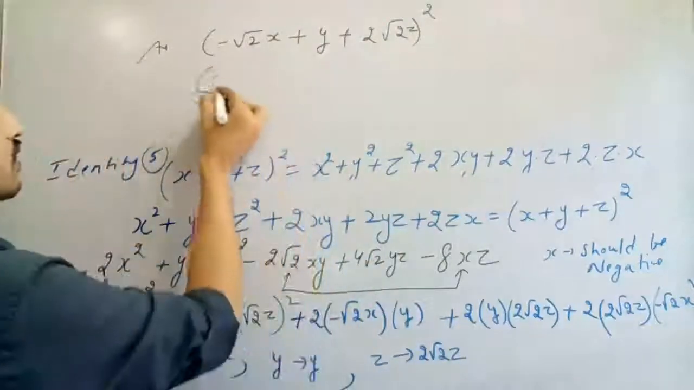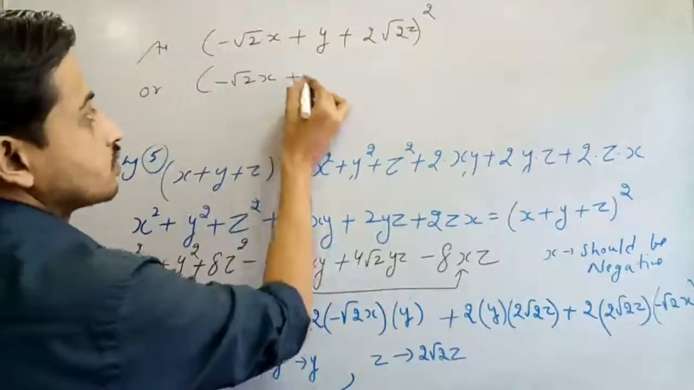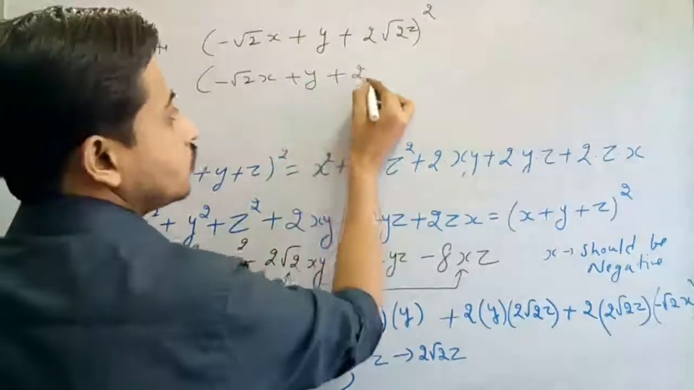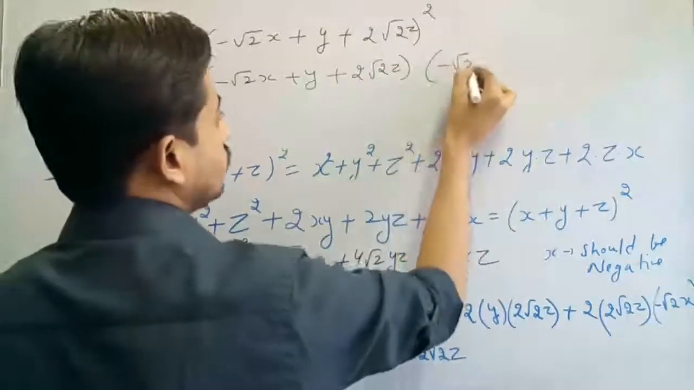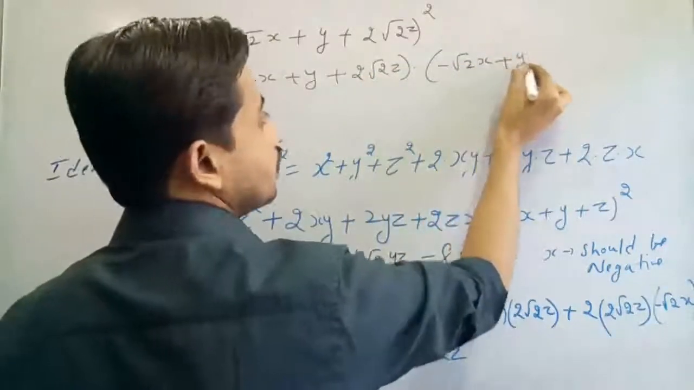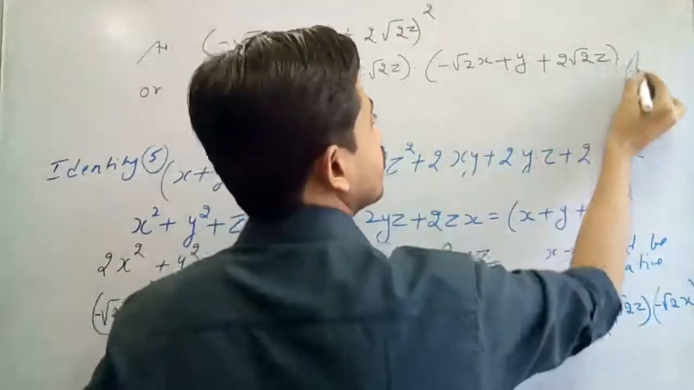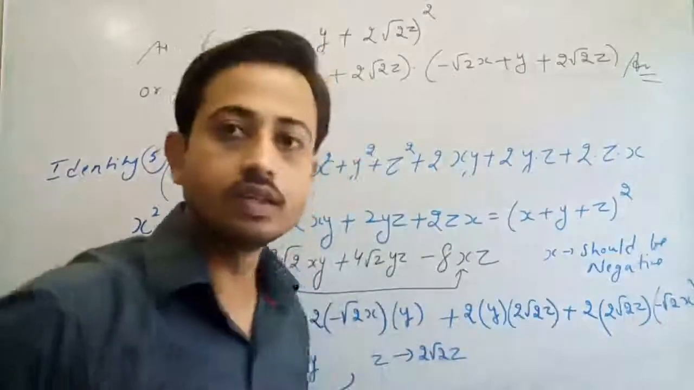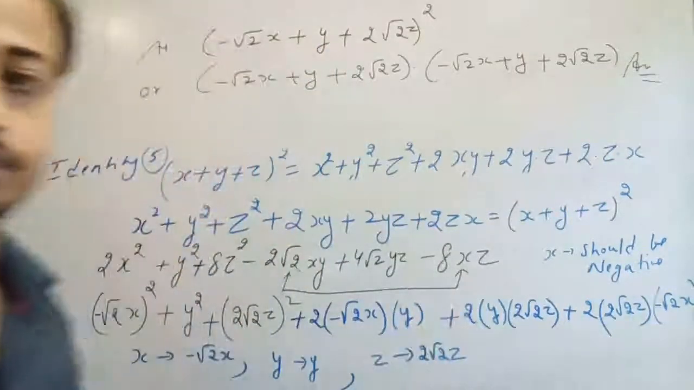So I am going to represent it as (minus root 2x plus y plus 2 root 2z) multiplied by (minus root 2x plus y plus 2 root 2z). This is the final answer that we will get. So please make a note. It's very easy.